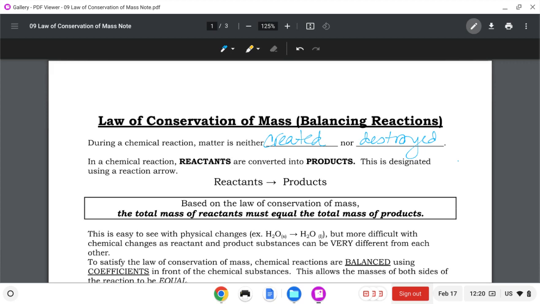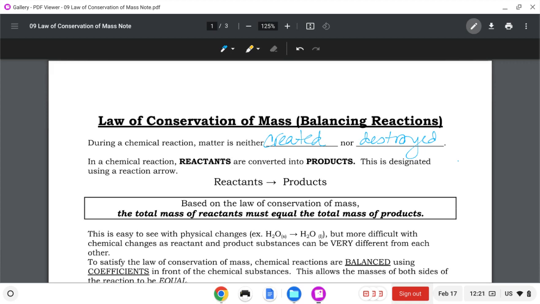The number of atoms of every element on Earth is constant. They are simply rearranged, and we will form new substances with those atoms. Sometimes we'll break a compound down and break it apart, but the atoms are still there. Then we'll take those atoms and create some new, different product. We don't actually lose any atoms of elements along the way.